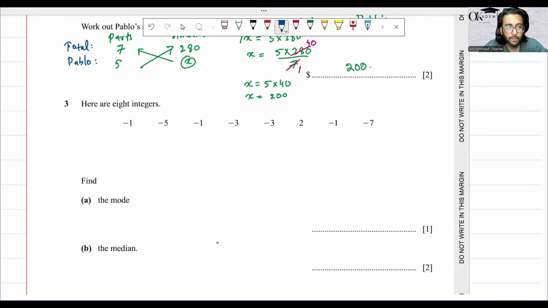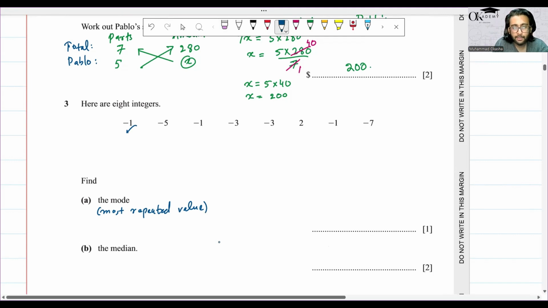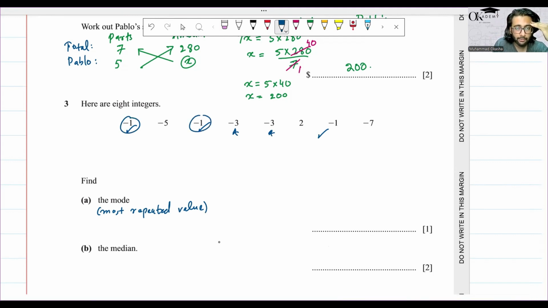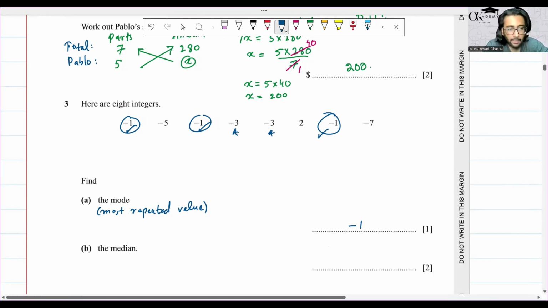Okay. So here, what's the mode? Mode, we know the mode is the most repeated value. So 1 is repeated once, -1 is repeated once, twice, and thrice. Any other number which is repeated? -3 is twice. I think the mode should be -1 because it is repeated thrice. I don't see any other number which is repeated more than 3 times. So I'll say my mode is -1, right?